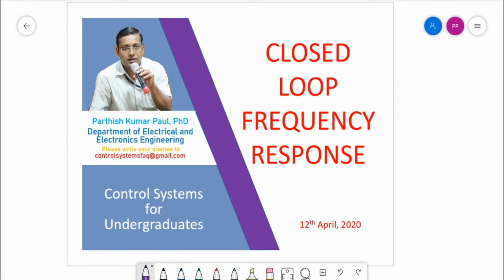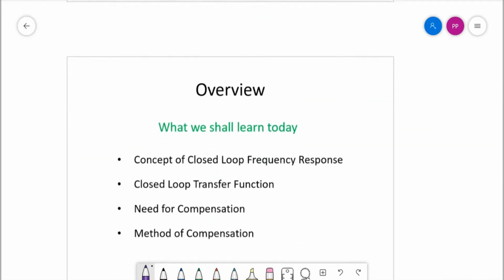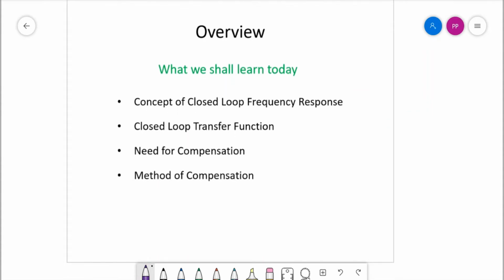Welcome friends. Let us today try to understand about the closed loop frequency response of control systems and how we can design a compensator or controller for a control system by studying the closed loop frequency response. So the major points we are going to discuss today are the concept of closed loop frequency response, the basic need why you should go for closed loop frequency response study, then the closed loop transfer function, then the need for compensation and a simple or basic method of compensation.